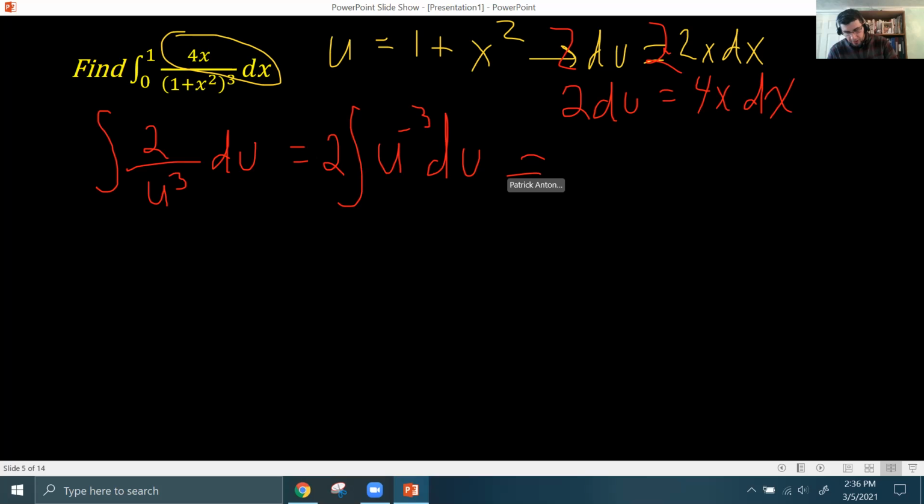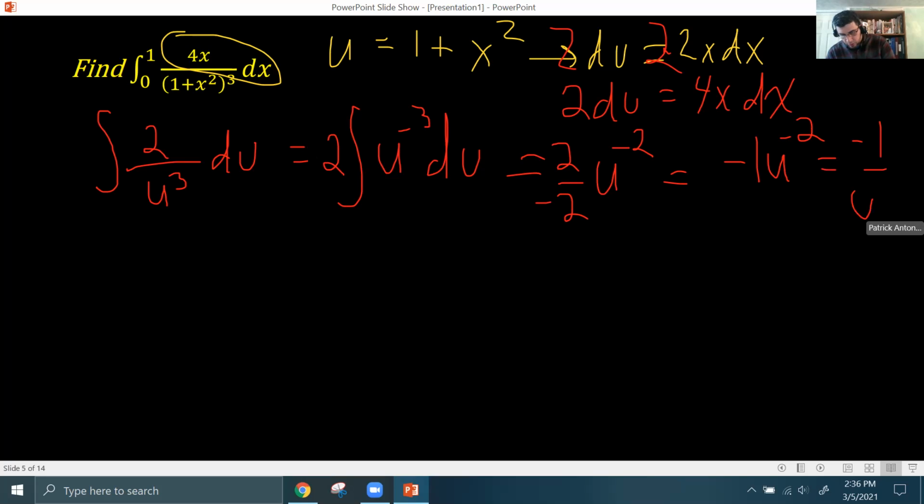You add 1 to the exponent, which would give you negative 2. I wrote negative 3, but there, we fixed it. Negative 2, and then multiply by the reciprocal, the new exponent, which would be negative 1/2, multiplying the 2 that's already there, and you'd have negative 1u to the negative 2, which would be negative 1 over u squared.